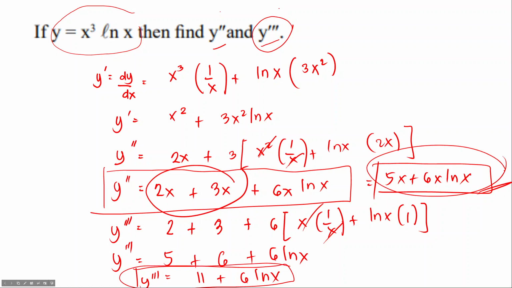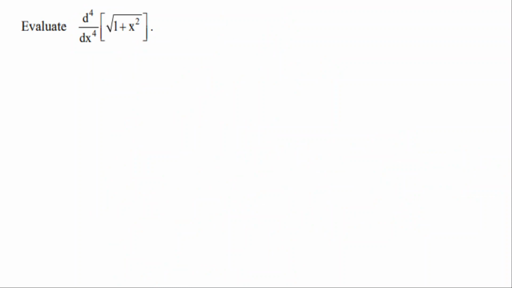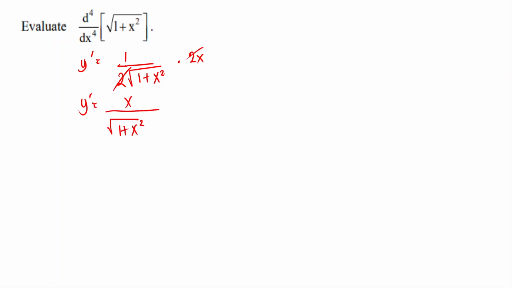Okay? Next is get the fourth derivative or fourth order ng 1 plus x squared. Okay, so kunin muna natin si first derivative. Y prime is equals to 1/2. Okay. 1 plus x squared, tas derive natin yung nasa loob, that is 2x. Okay, so si y prime ay equivalent sa x 1 plus x squared. Okay, kunin natin ulit si second derivative. Okay, this is quotient rule. 1 plus x squared. Derive natin to, this is 1 minus x.